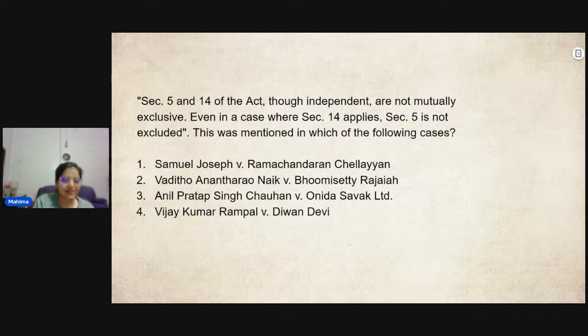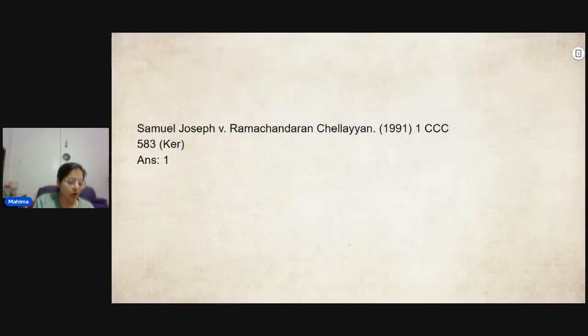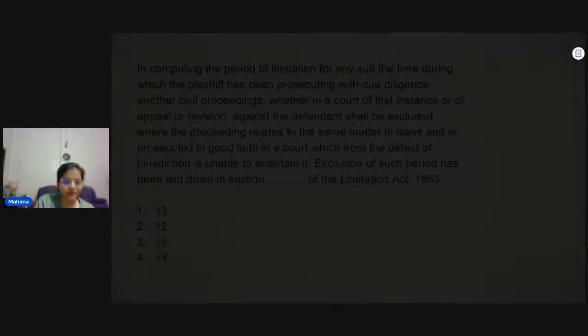Okay, Pritika is saying two. The answer is option number one. It is Samuel Joseph versus Ramchandran Chalyan. Please mark it on your Bear Act.